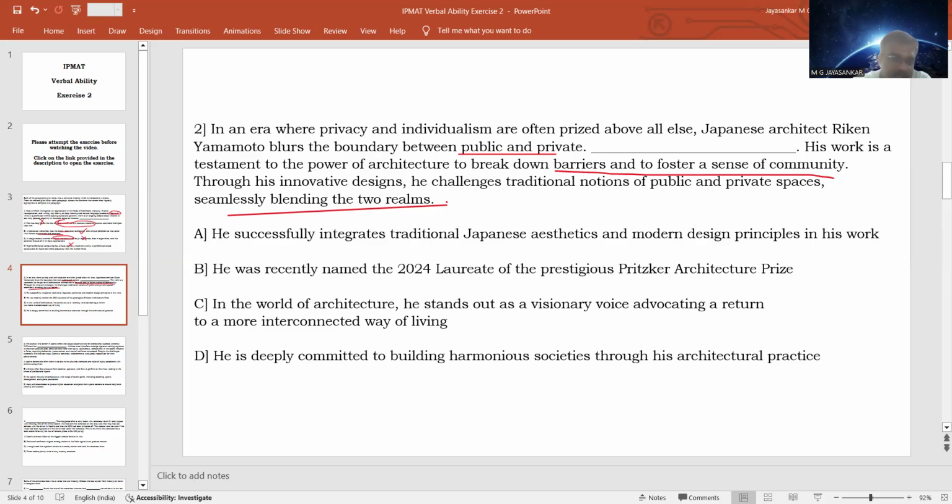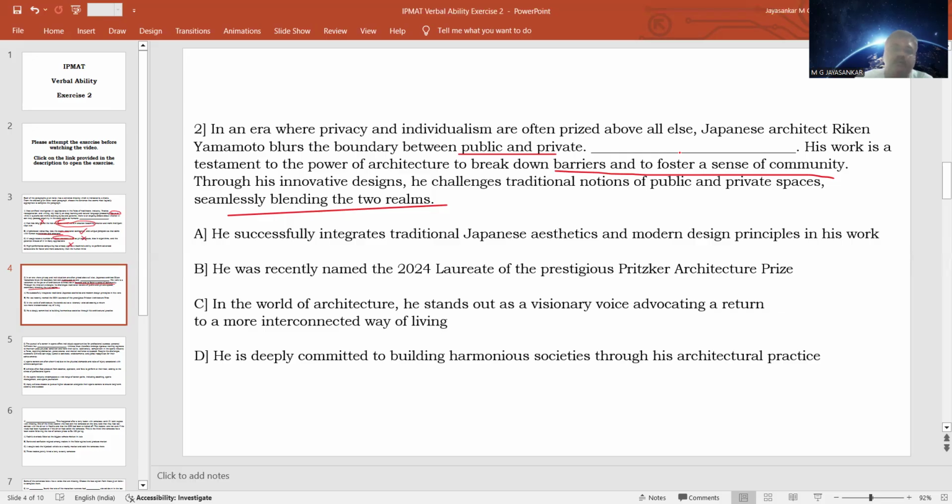Yamamoto in an era where privacy is held sacred or given a lot of value by people. But he feels that in order to foster a sense of community or belongingness in a society, there should be a merger or a seamless connectivity between private and public spaces. That is what he is doing to his architectural works. This is the meaning. Now, what should come as a second sentence?